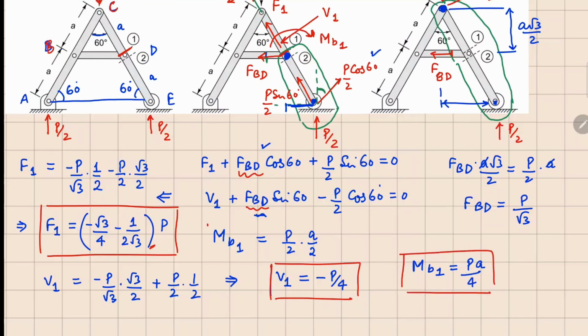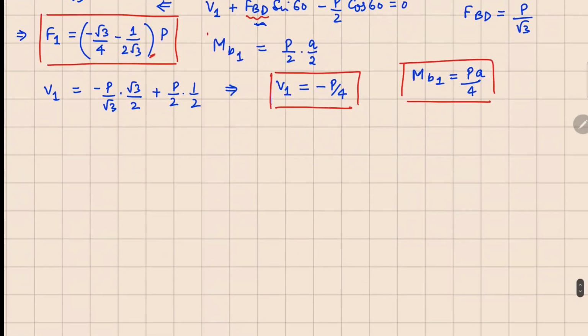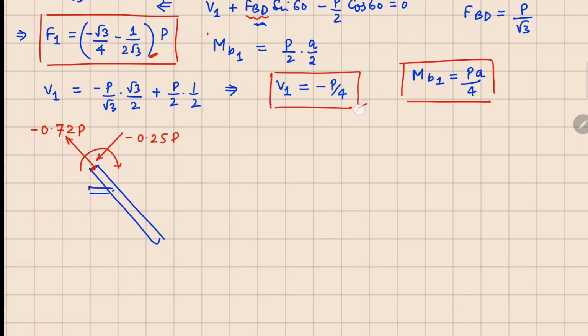To mark all of this on a section, I can draw section 1 separately here. This is where your FBD is going, and this is where your section 1 is. On this one we have the axial force, the shear force, and a bending moment. If I simplify, I get minus 0.72 P for the axial force. The shear force is minus 0.25 P coming from here, and the bending moment is again 0.25 P. So this is how your section 1 looks.